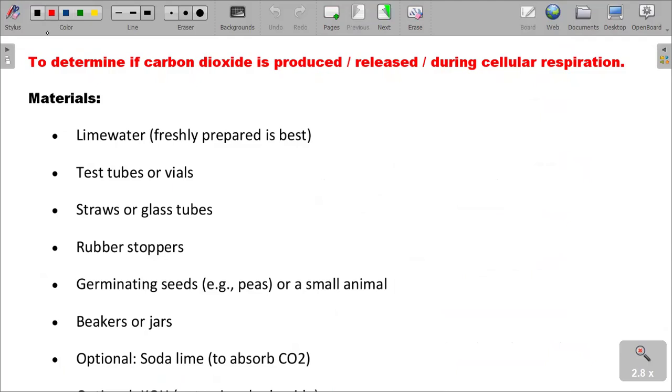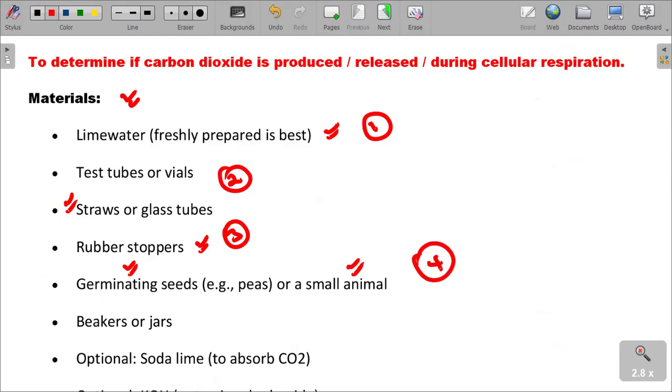So in this case, we have got materials that we use. We have got lime water. Lime water is used as our indicator. We have got test tubes that are also used. Straws or glass tubes, we also use them. Rubber stoppers, which are also going to be explained in the investigation. I said we can as well use germinating seeds or a small animal as a source of carbon dioxide production.